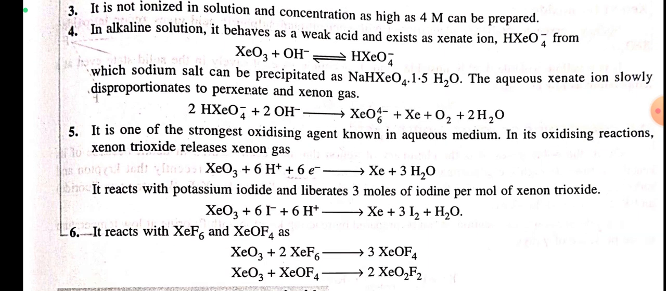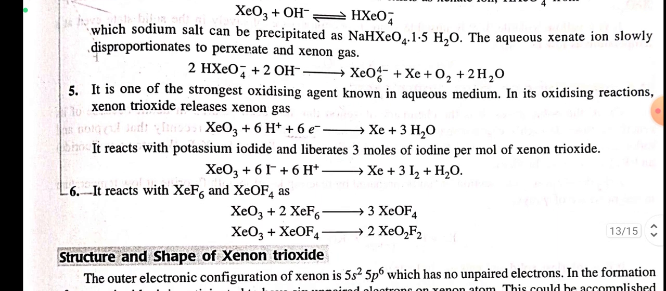In alkaline solution, it behaves as a weak acid and exists as the xenate ion, HXeO4 negative, whose sodium salt can precipitate as NaHXeO4·1.5H2O. The aqueous xenate ions slowly disproportionate to perxenate and xenon gas.